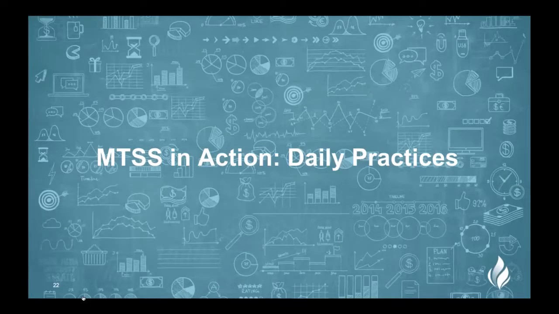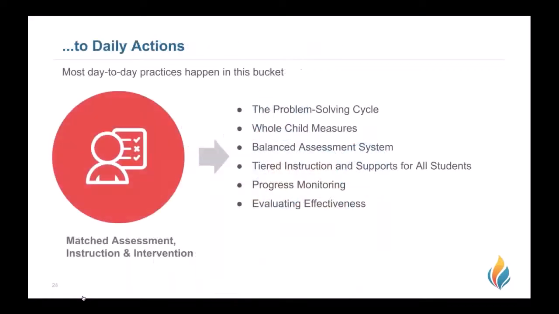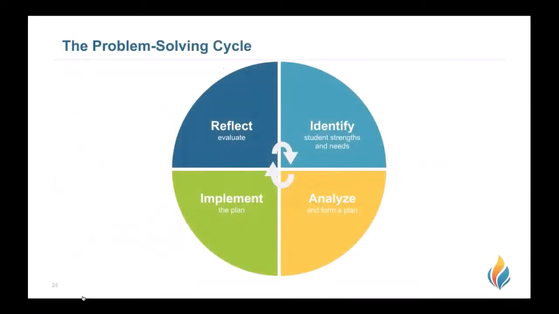So when we think about what this looks like for practitioners on a daily basis, we're going to move from that system level view into our daily actions. Most of the things that we do on a day-to-day basis really happen in this bucketed area, this component called matched assessment, instruction, and intervention. At a high level, you're going to hear me talk about the problem-solving cycle. We're going to talk through some whole child measures, what a balanced assessment system is, and the different tiered instruction opportunities and supports that all students should have. We're also going to talk through progress monitoring and how to evaluate the effectiveness of those interventions.